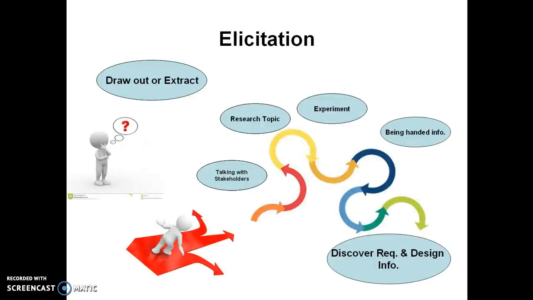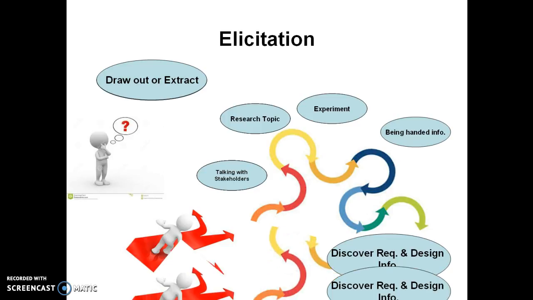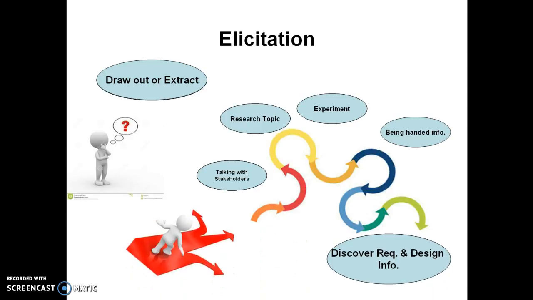Let's start by taking a look at what is elicitation. Elicitation is a drawing forth or the receiving of information from stakeholders or other sources. It is the main path to discovering requirements and design information, and might involve talking with stakeholders directly, researching topics, experimenting, or simply being handed information.